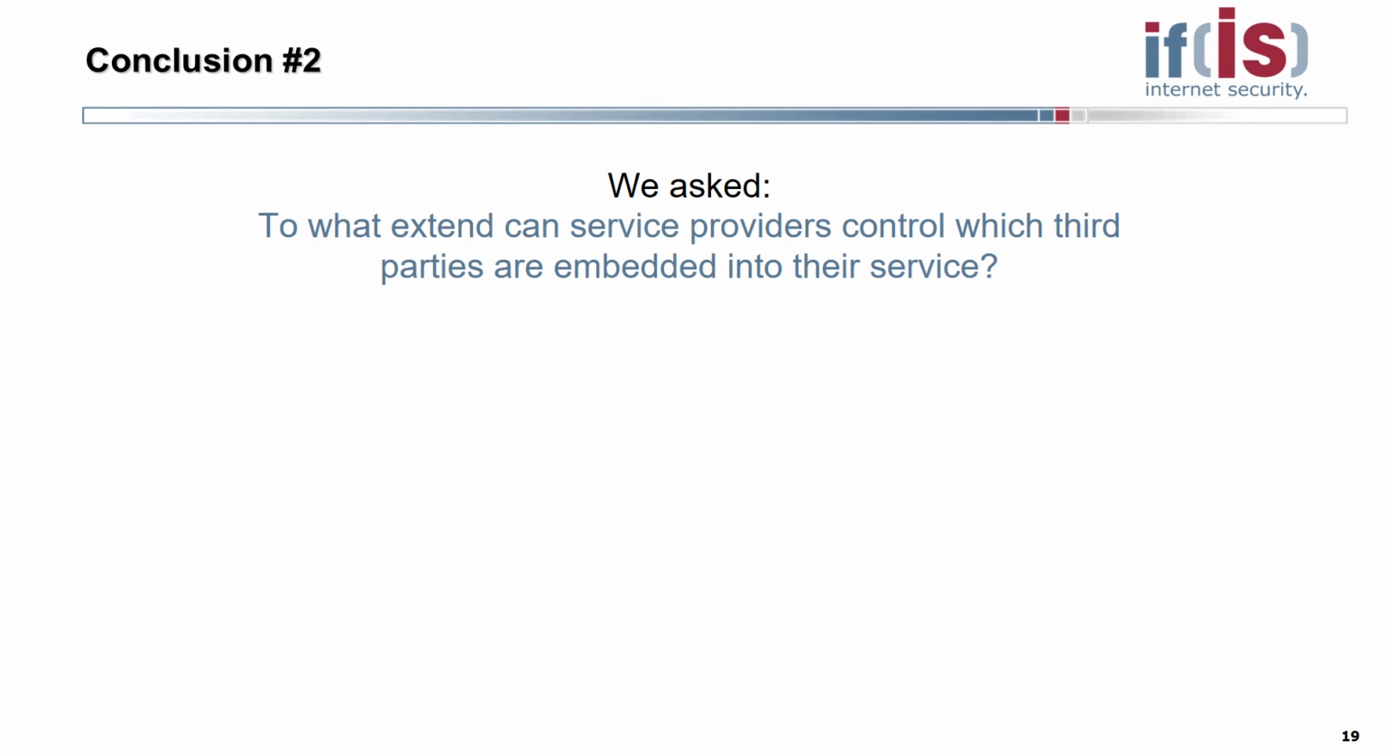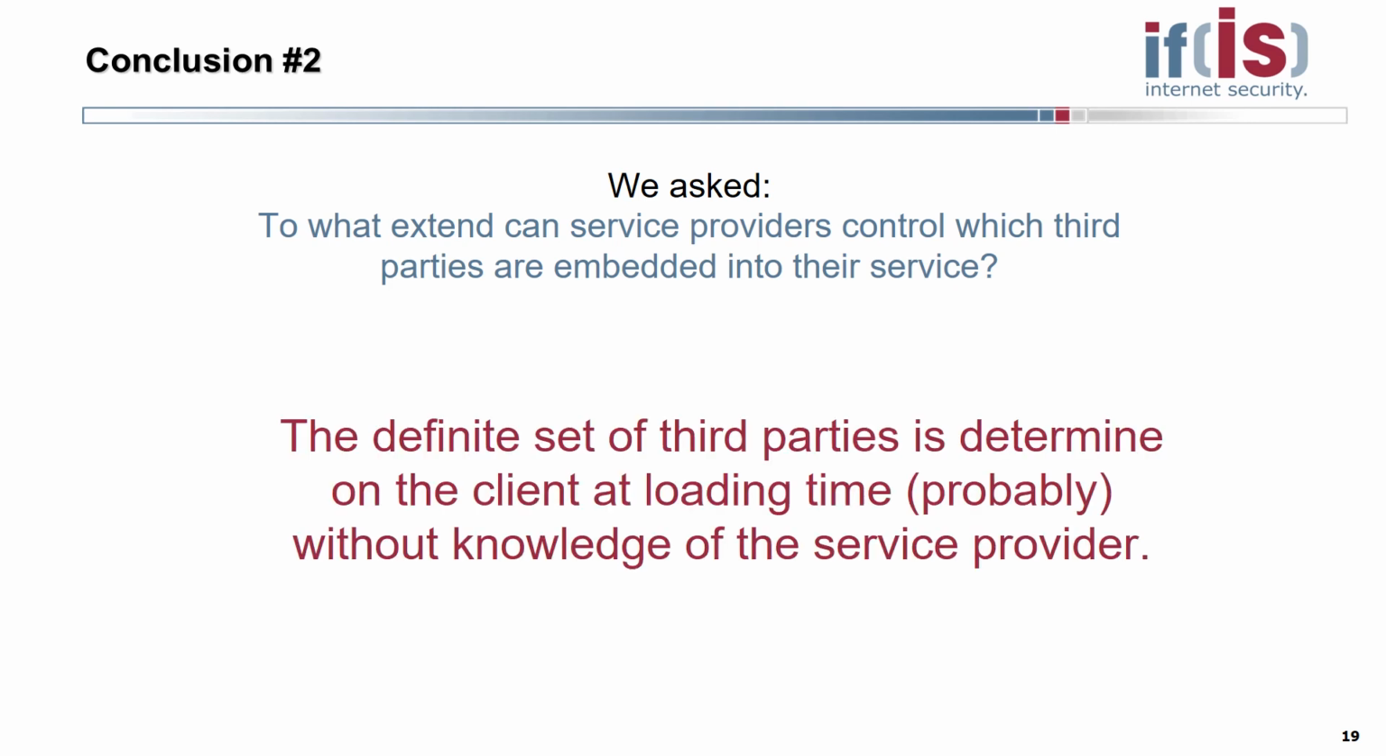The second question that we wanted to answer with our work was to what extent service providers can control the third parties that are embedded into their service. We analyzed this by building third-party trees. Third-party trees resemble the loading dependencies of each third party that is embedded into a website. With our research, we have shown that the definite set of third parties that is loaded by the client is determined at loading time. This is nothing new, but our work shows that these loadings are often not deterministic and service providers probably don't know which third parties will be embedded into their services.